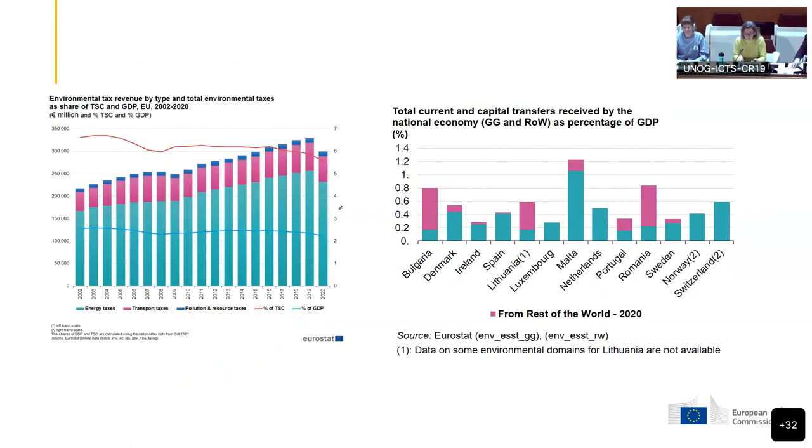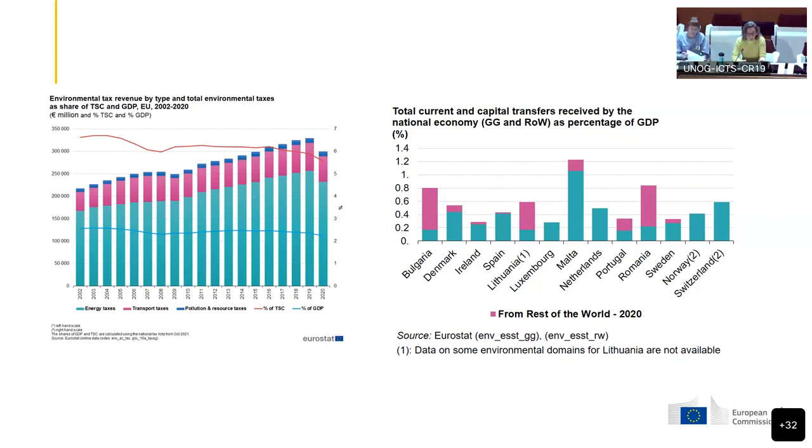Yes, so this is my last slide. So here is some data. On the left, you have the environmental tax revenues by type. And you can see, let's say, this bottom part is energy taxes. So at EU level, this is really the main tax that we have for the EU.